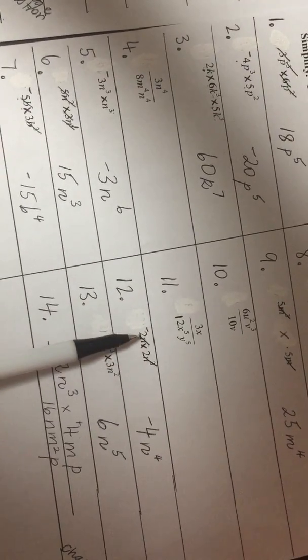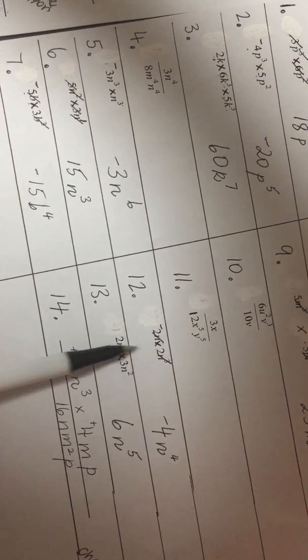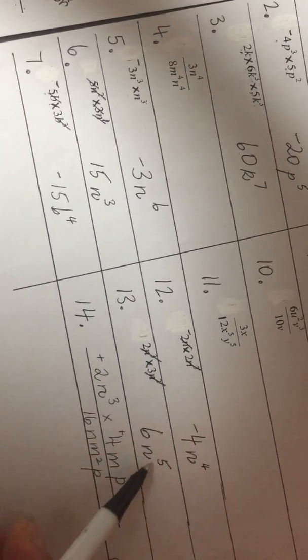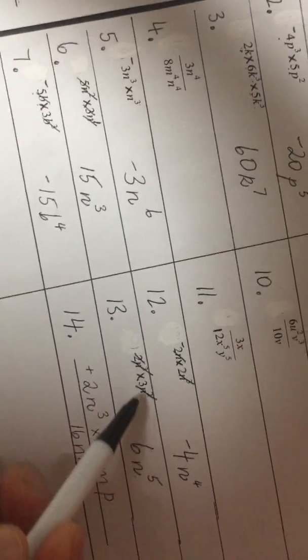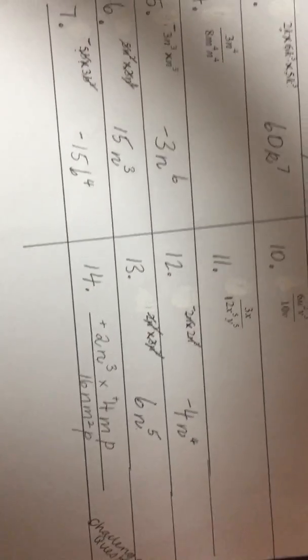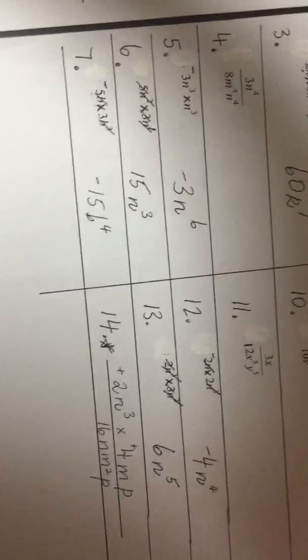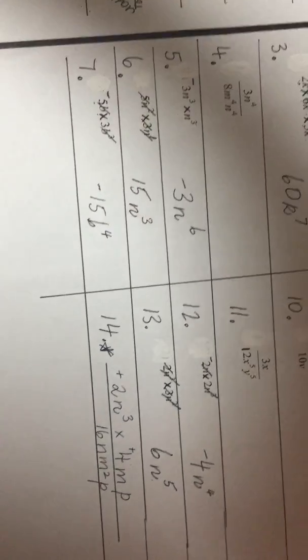Multiply the big numbers and add the little numbers. So n³ plus n² gives me n⁵, and n² times 3 gives me the 6. We'll leave this one to the end because it's a combination of the two.